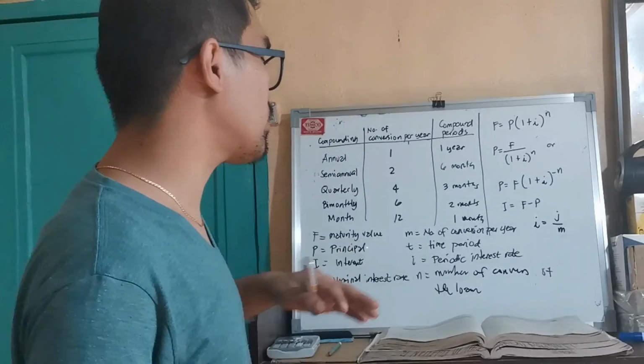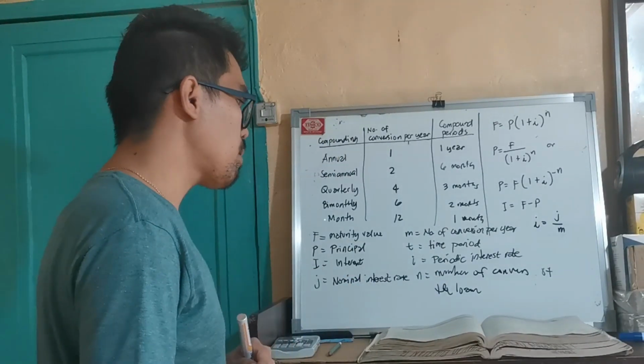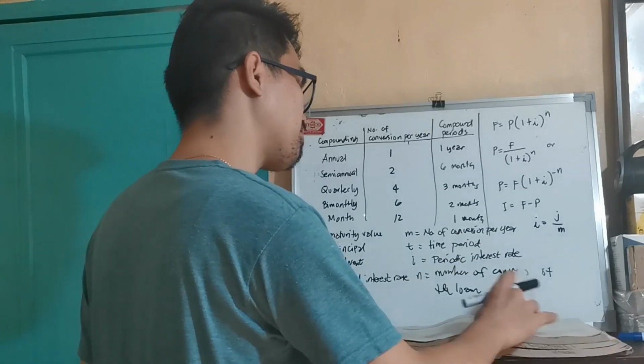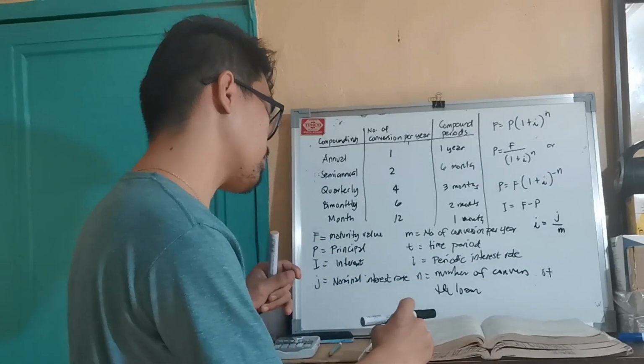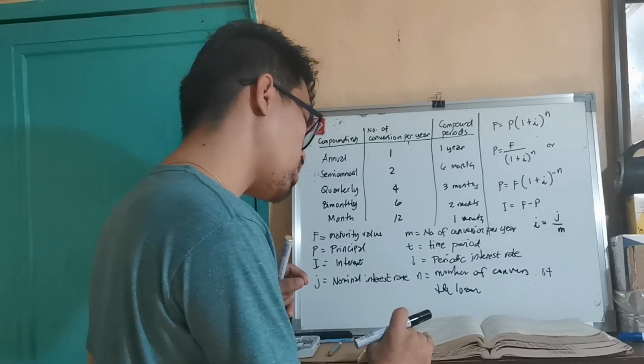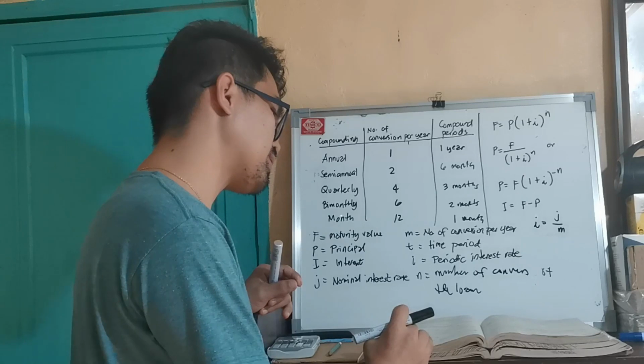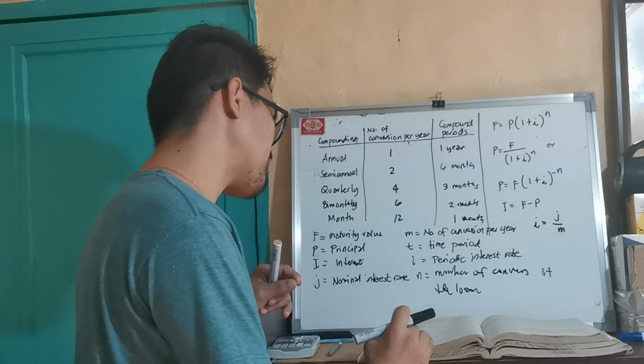Anyway, we'll just get to know them later on. So, N is... This is our first example.